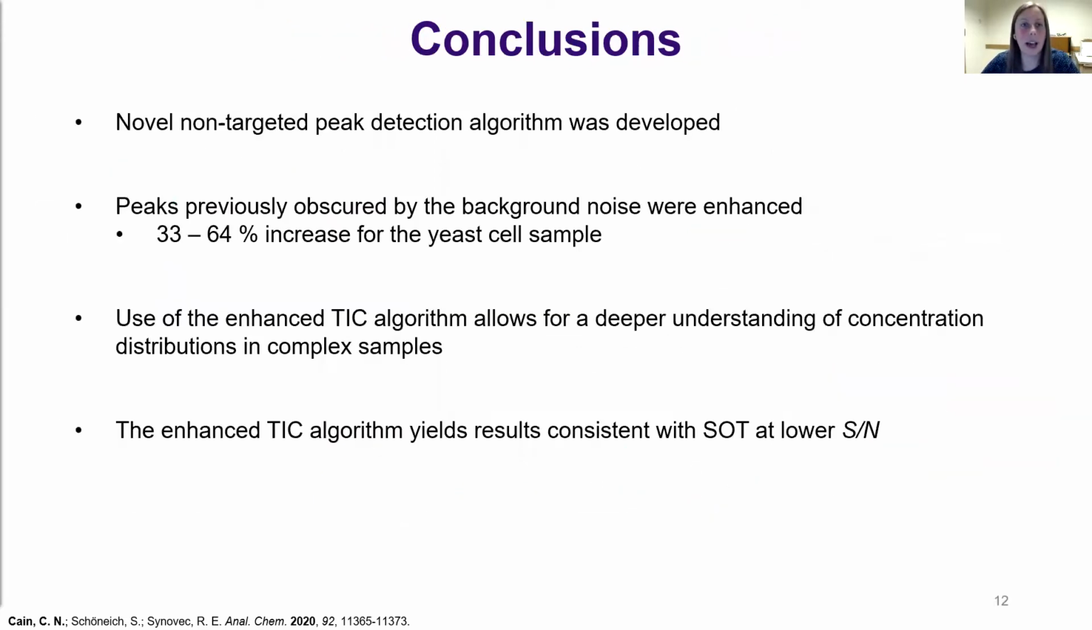So in conclusion, we showed the development of a novel peak detection algorithm, and that peaks that were previously obscured by the background noise ultimately have their signals enhanced, with a 33 to 64% increase in the number of peaks detected for that yeast cell sample. The use of our enhanced tick algorithm also allows for a deeper understanding of concentration distributions in complex samples, and the enhanced tick yields results that are consistent with statistical overlap theory at lower signal to noise ratios.